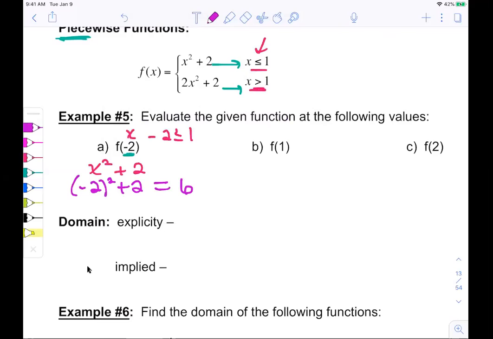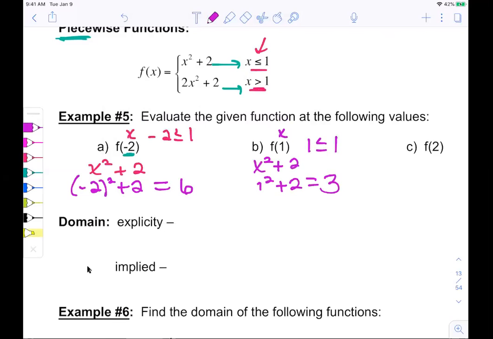So Jenny, if we look at letter B, our x value is +1. Which piece would you use if my x value is +1? The top one, because it says or equal to. Excellent. So 1 is equal to 1. So I would still use that top equation. So we're still using x squared plus 2. Well, 1 squared plus 2 is 3.